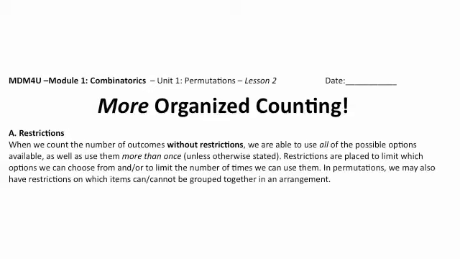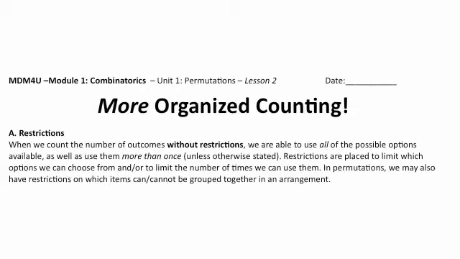We are talking about more organized counting. This is the second lesson in our unit on permutations. In this lesson, what we're going to do is add some restrictions, which will restrict the total possible number of outcomes that we can have in permutation questions.